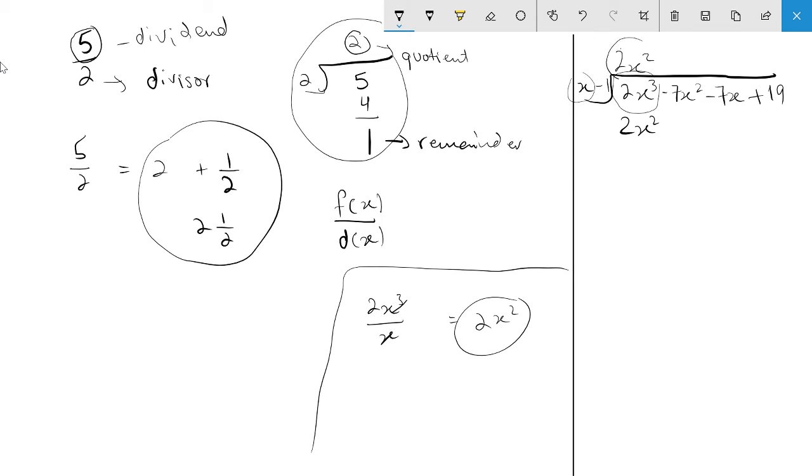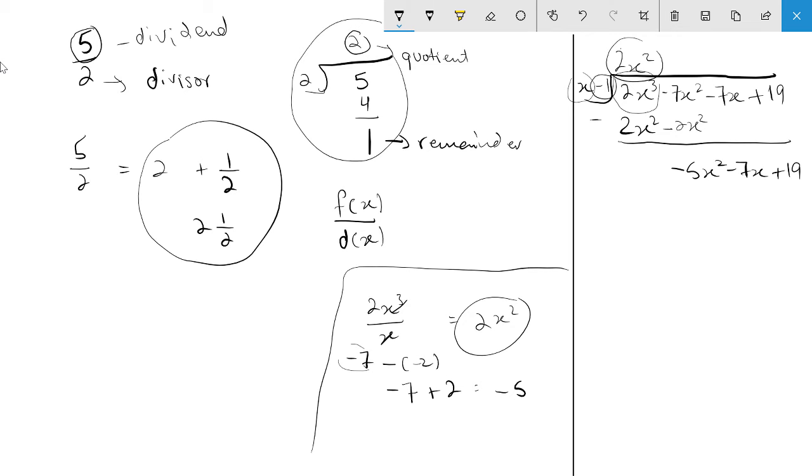Now we have to multiply the 2x squared by the negative 1 as well, which would give us negative 2x squared. Now we're going to subtract this like we would subtract two numbers. So negative 7x squared, I'll just put the number: negative 7 minus negative 2. We have to be careful about that. The symbols can be tricky when we're doing polynomial long division. That's equal to negative 7 plus 2, so negative 5. So this is negative 5x squared minus 7x plus 19.